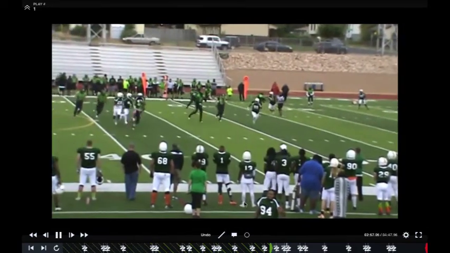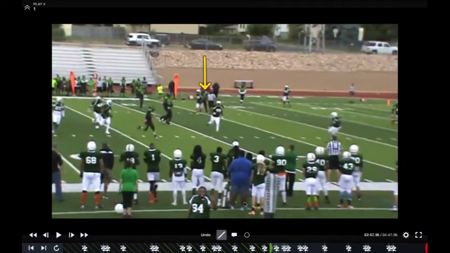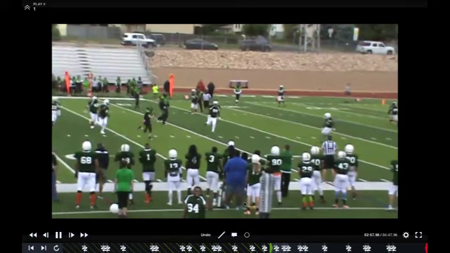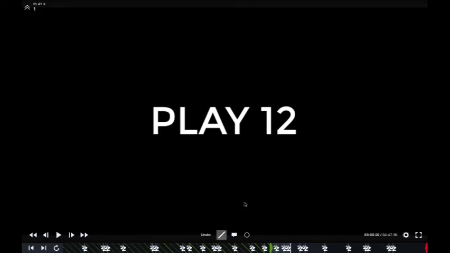So that guy, now he's at 5, and the ball has just come out of the quarterback's hands, and he's a little over 5 yards. That's what we would want called.